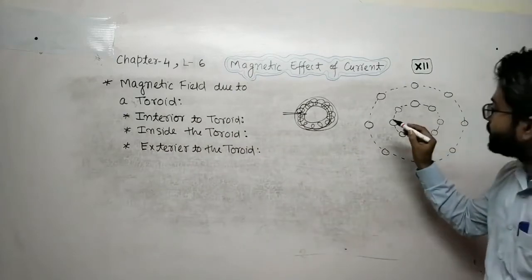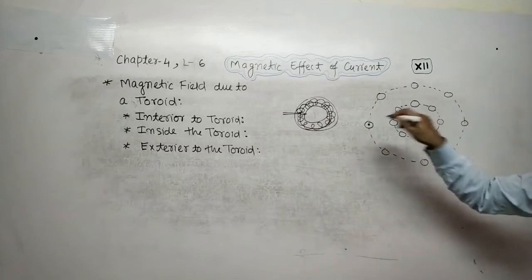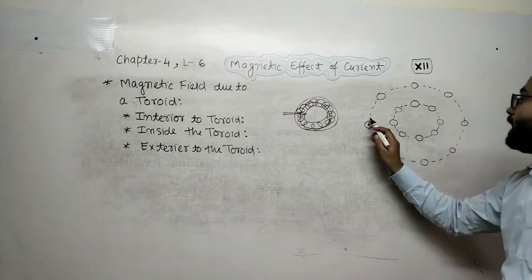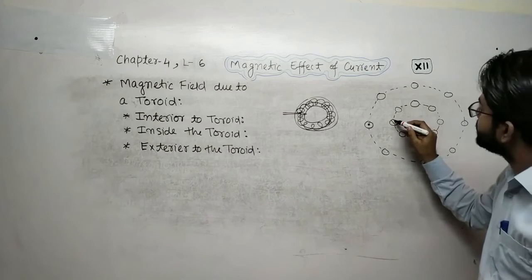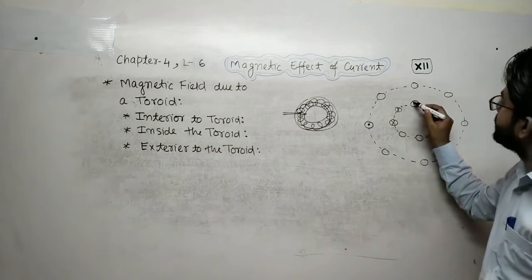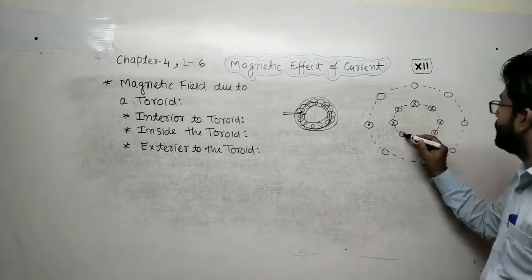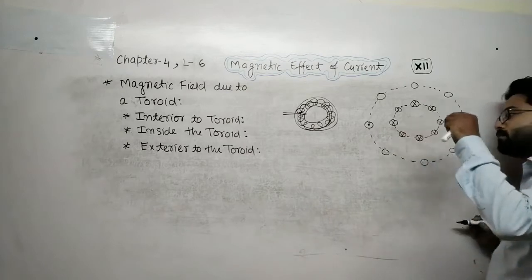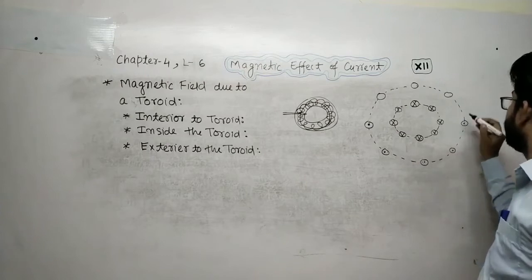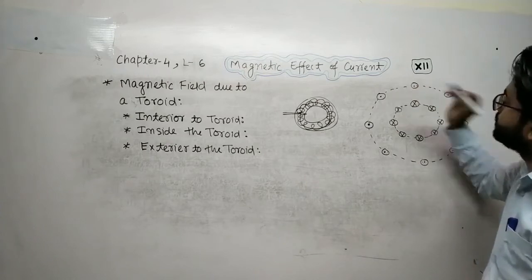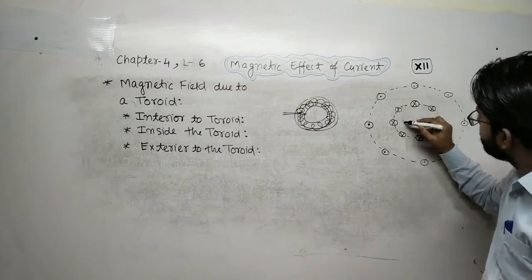Okay, if the current is going into the plane, and after that it will come back, means in these wires the current is into the plane, and from the other wires, means the outside wires, the current is out of the plane. Okay, and we have to calculate the magnetic field at the interior.